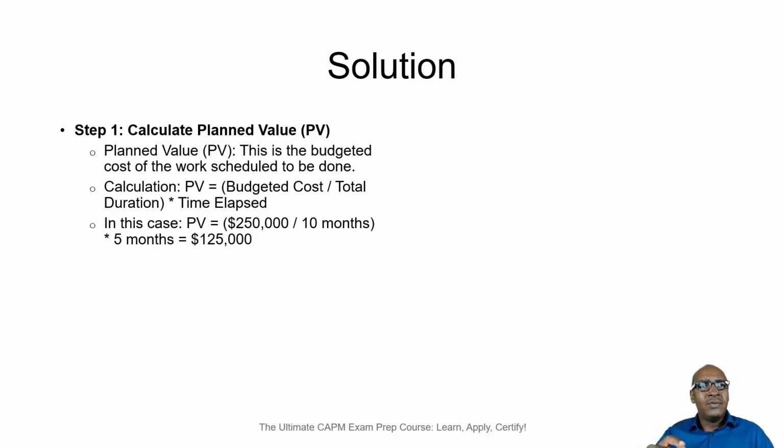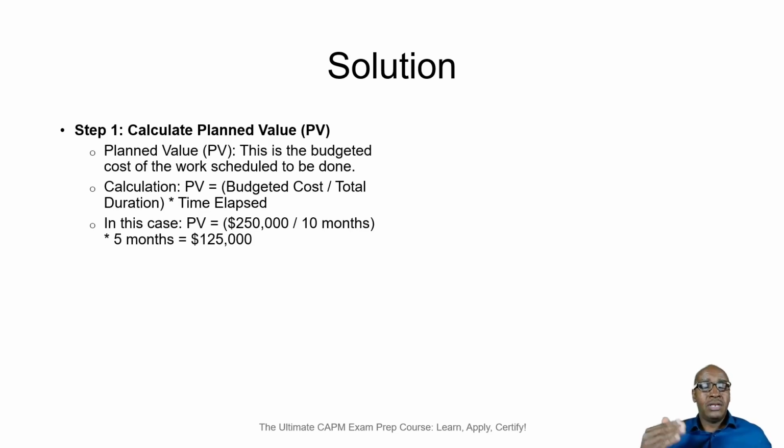So the planned value is the budgeted cost of work scheduled to be done. That is what it is. And it is given by the formula PV is equal to the budgeted cost divided by the total duration multiplied by the time that has elapsed so far. In this situation, we could have told you that 40% or 30% of the planned work has been completed, and therefore we would have been able to calculate the planned value in a different way.